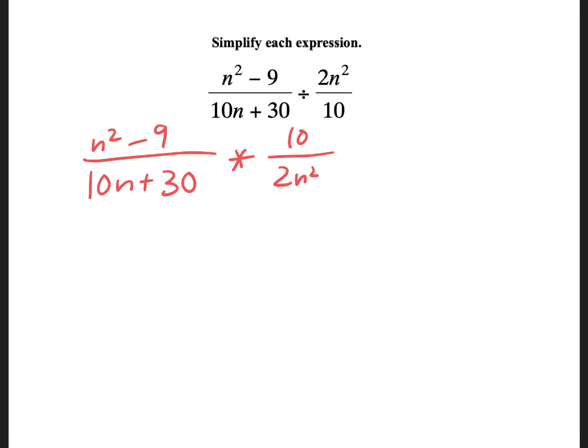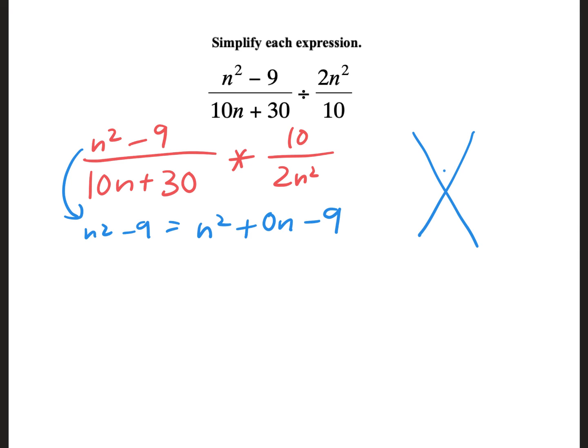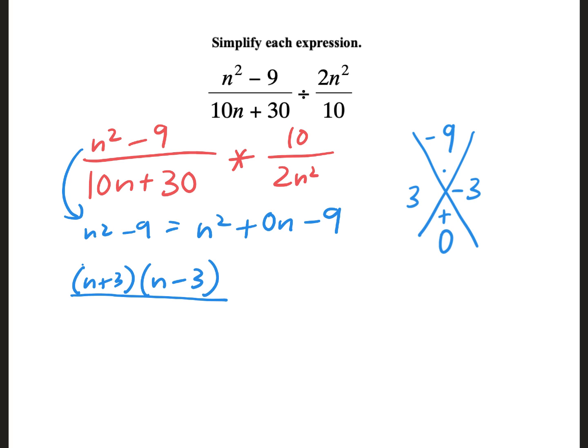For my first fraction, we're going to simplify the top. N squared minus 9 is actually the same as n squared plus 0n minus 9. And we can use the x method for that. We're looking for something that multiplies to negative 9 and adds to 0. I know I can multiply 3 times 3 to get 9, and 3 minus 3 will give me 0. So on top of my new fraction, we're going to have n plus 3 and n minus 3.